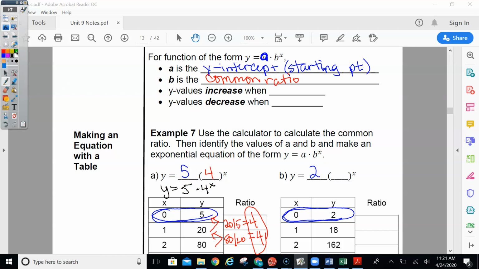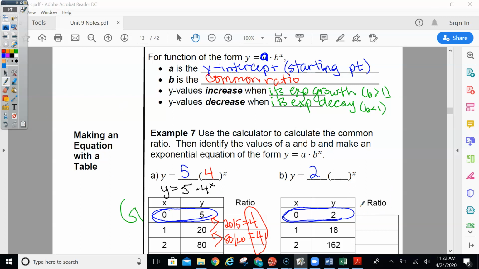And then here, since the y values are increasing, I know this is a growth. Y values increase when it's exponential growth. So here this would be a growth. We're going to run into some decreasing ones. If it decreases, then it's exponential decay. That means your base is going to be more than 1 here, and the base is less than 1 here. Alright, so looking at the next one.